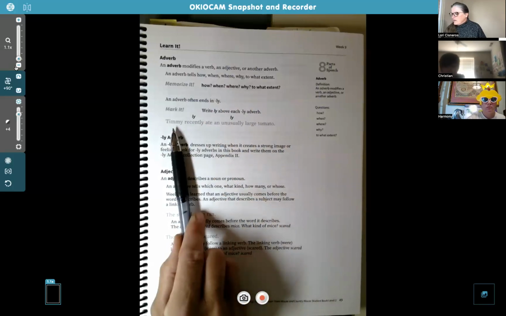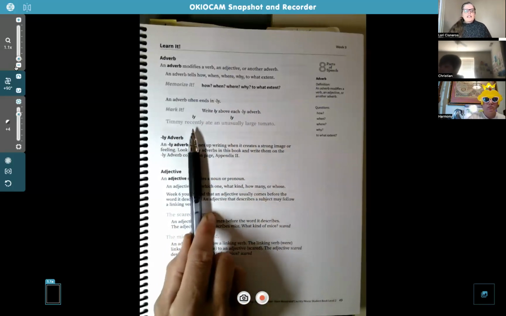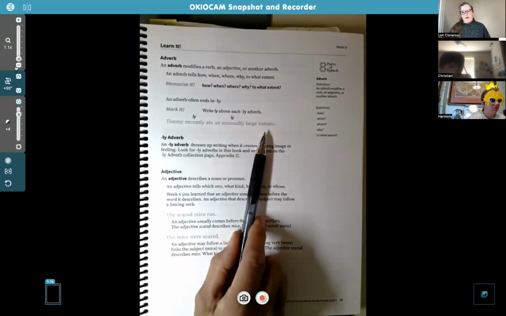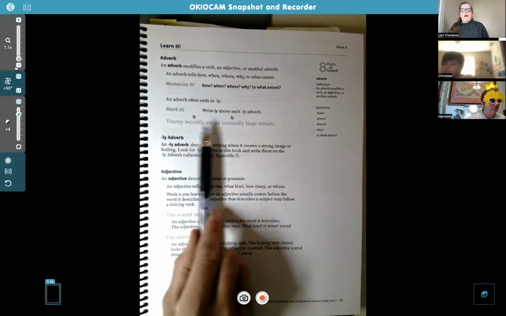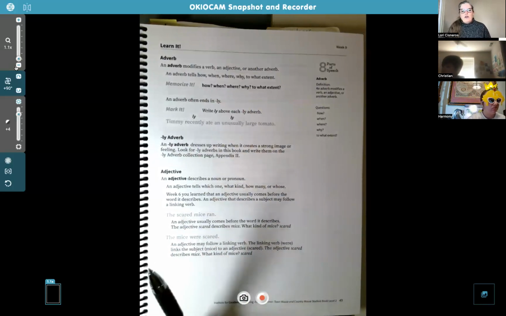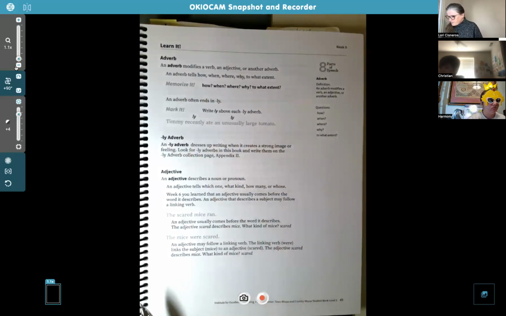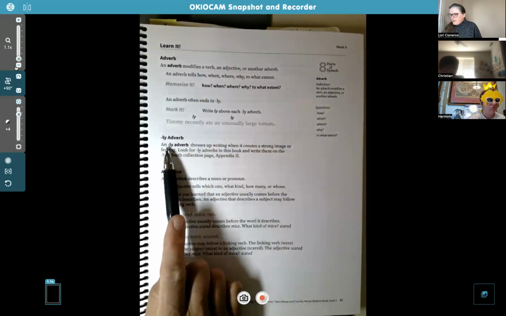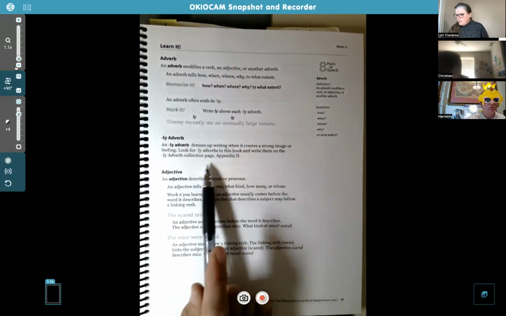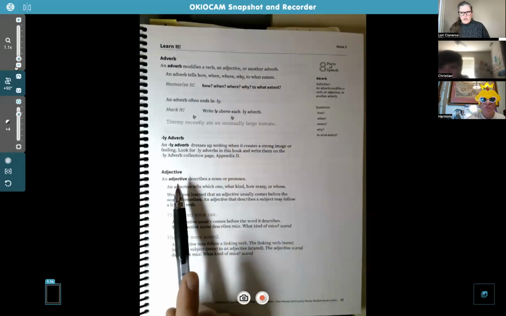So here you've got your example. Timmy recently ate an unusually large tomato. So we've got two ly adverbs here: recently and unusually. So when you label them, you're just going to put ly. So lucky for you, they're all going to be ly in here. So this is talking about how you use that in your writing, ly adverbs as dress-up words. So let's skip down here to adjective.